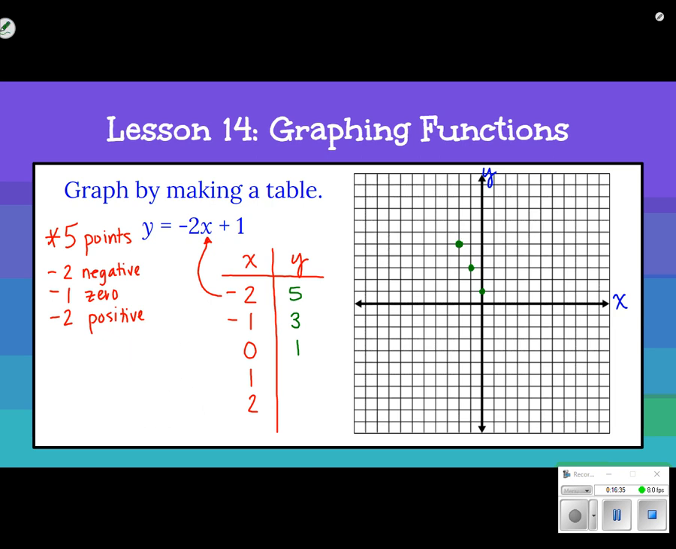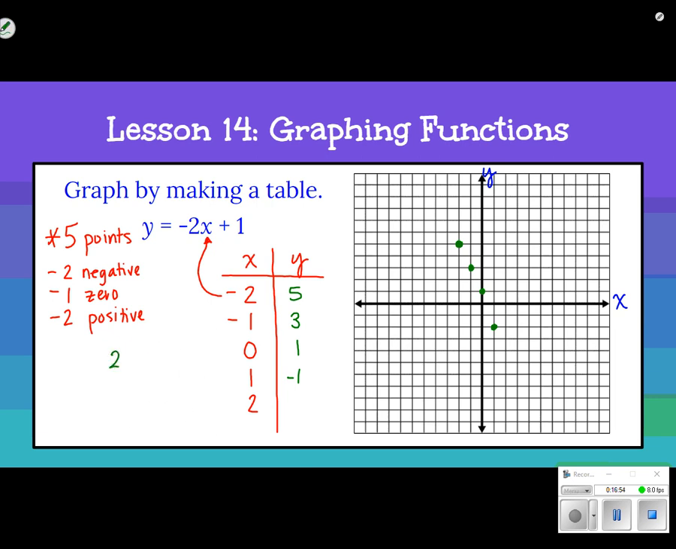All right, let's plug in 1. Negative 2 times 1 plus 1. Negative 2 plus 1 is negative 1. So I've got 1, negative 1. Then our last one, and then we'll connect the dots.